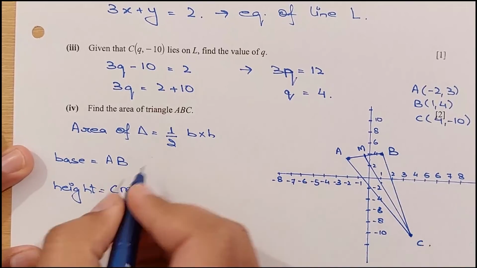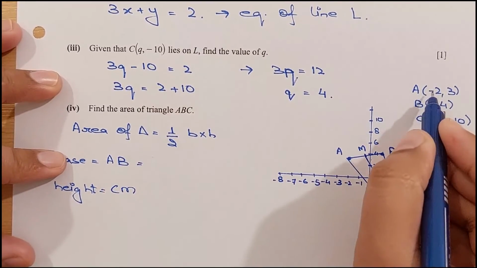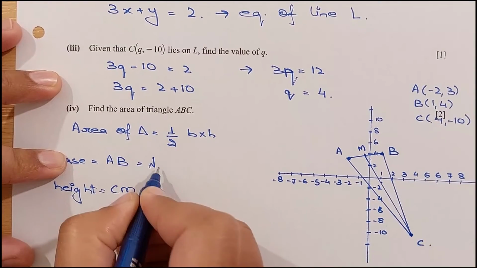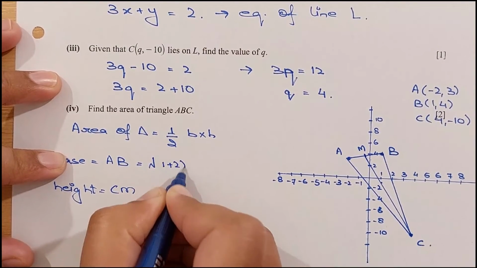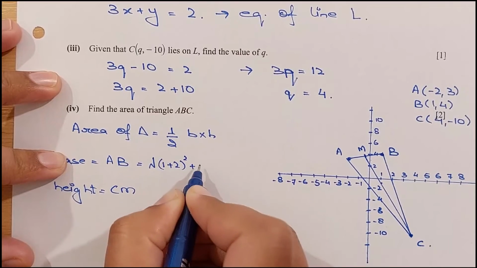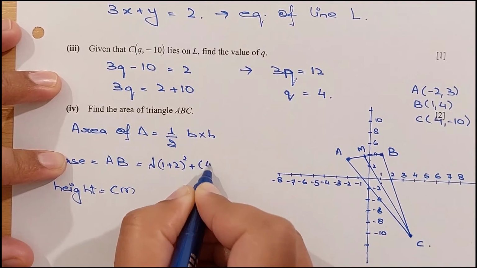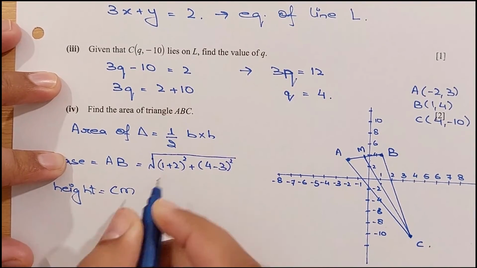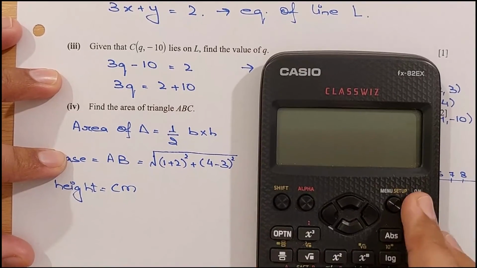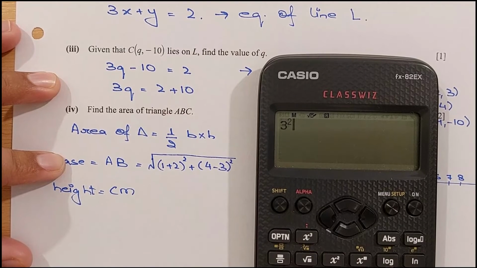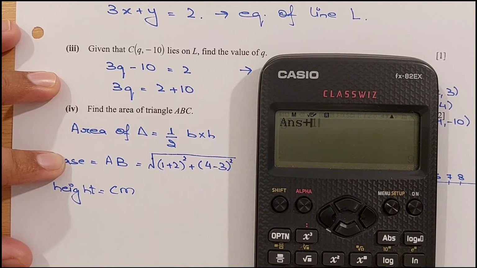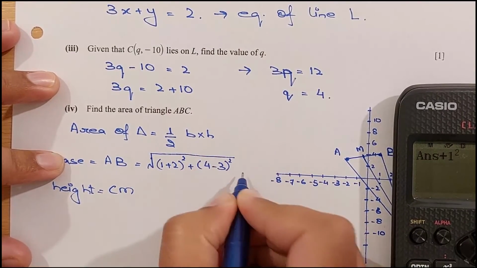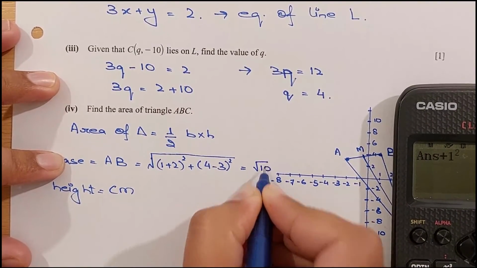Let me find the distance AB. We have the coordinates of A and B. The distance is the square root of x2 minus x1 whole square, so 1 plus 2 whole square, plus y2 minus y1 whole square, where y2 is 4, minus 3 whole square. So 2 plus 1 is 3, squared, plus 1 squared, that is 10. So AB is square root of 10.